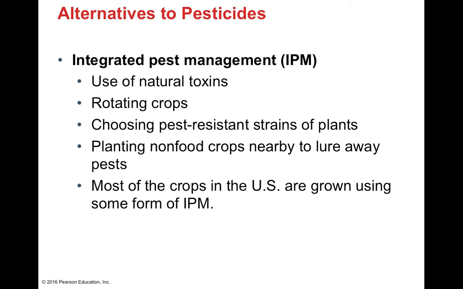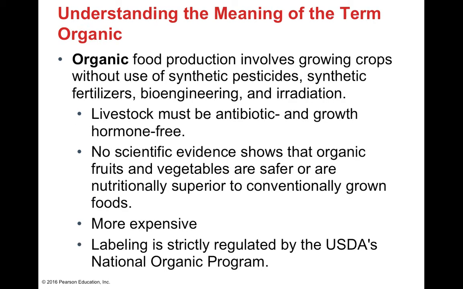All right, some alternatives that we can use to pesticides include IPM, which is an integrated pest management scheme, which allows us to use natural toxins or rotate crops, or choose strains of plants that are already known to be pest resistant. We can also plant nearby fields with non-food crops to lure the pests to an alternate food source. And most of the crops in the U.S. are being grown using some mechanism or combination of both the pesticides and integrated pest management schemes.